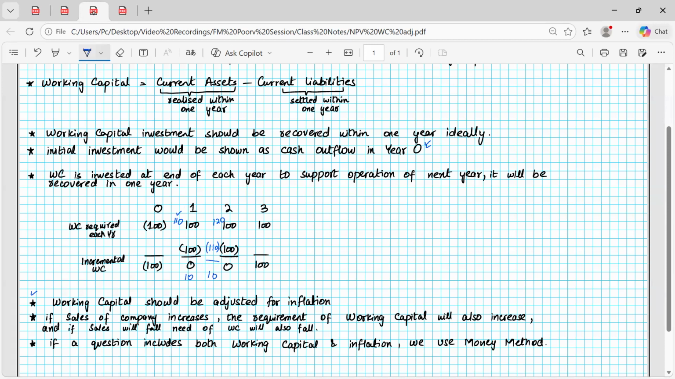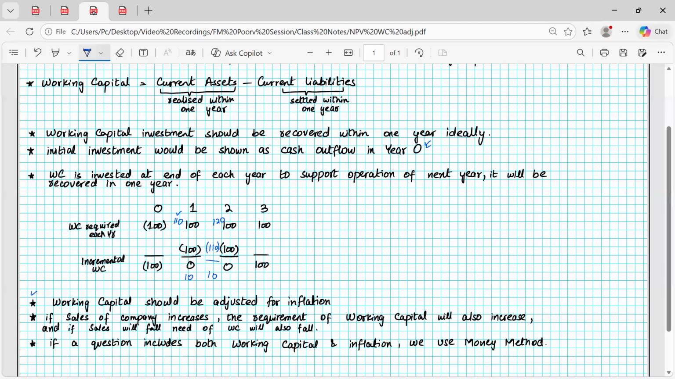Yes. So if there is inflation, as you inflate sales and as you inflate the cost, as we did in the last class, similarly you have to inflate the working capital as well. And whatever the incremental amount is, that is what you show in the format.